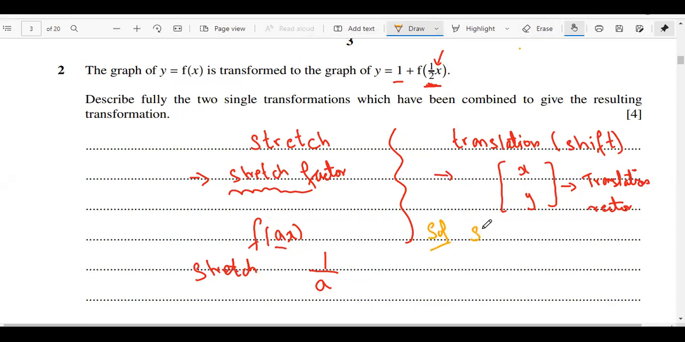So it would be a stretch by a stretch factor of 2. Obviously, you write down the full form, in the x direction, because that is being multiplied with x. This is first a transformation, and then the second one is translation.